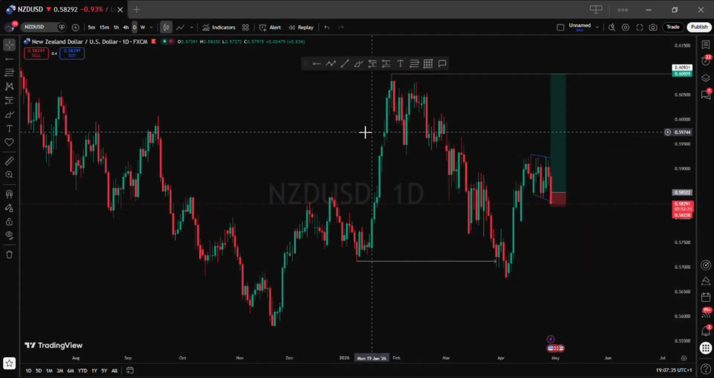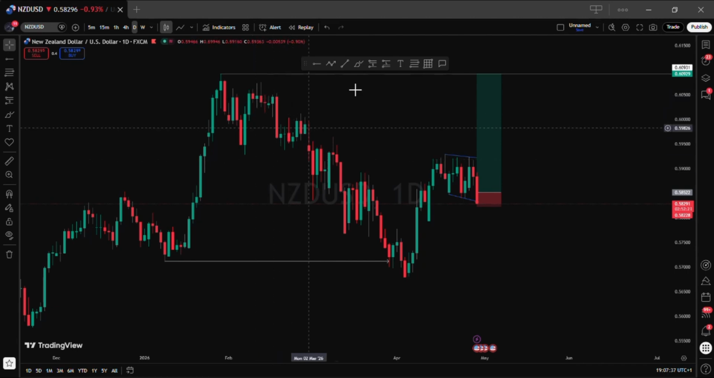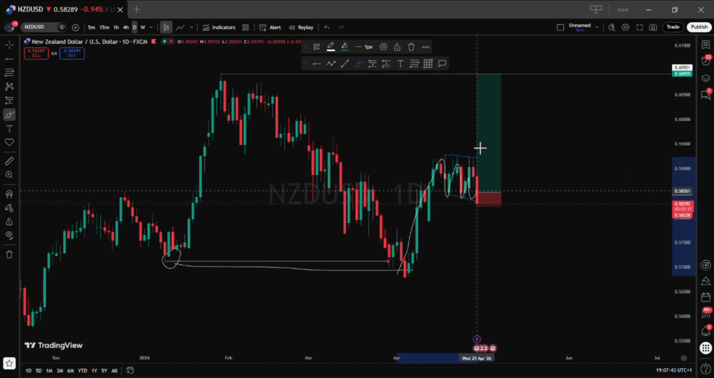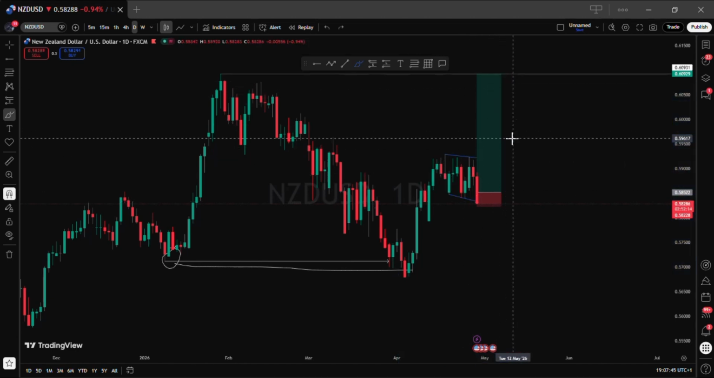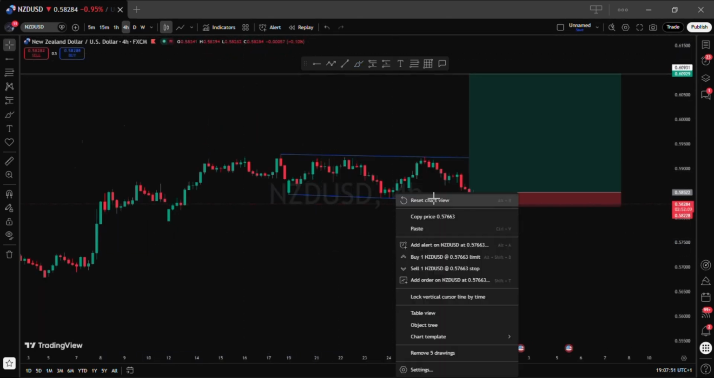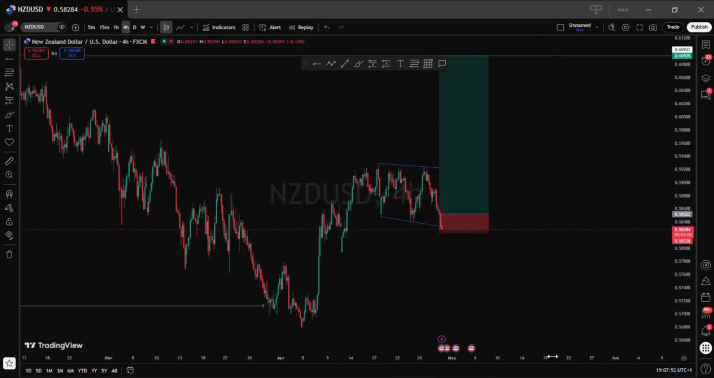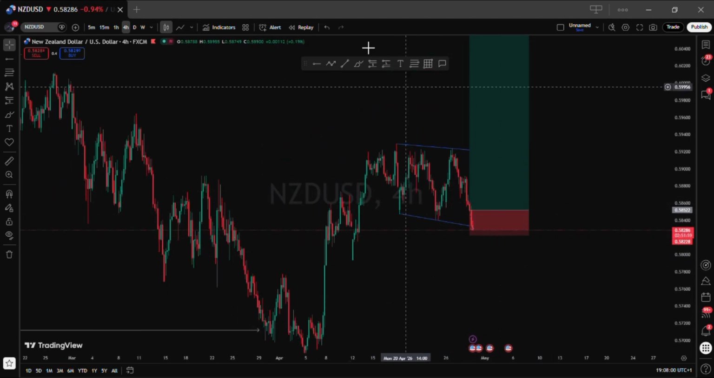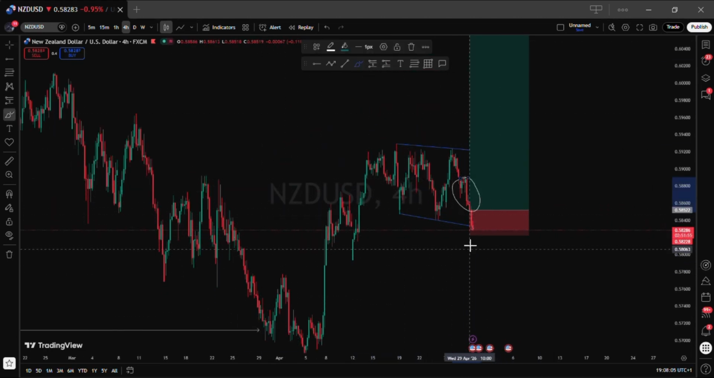Next was NZD USD. This was more like a test trade, because you can see that price rejected from an inflection point and has moved up and found a correction to move higher. If you go down to the 4 hour, you will see that price action was about to form this three-touch structure. So I was looking at it right there to take the sell to the downside with the three-touch pattern. That was what I was looking at.